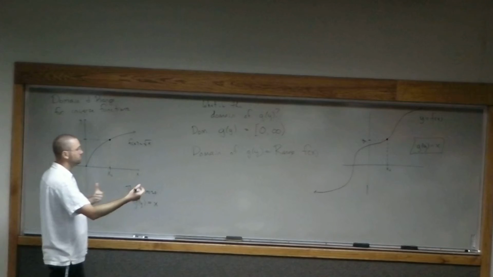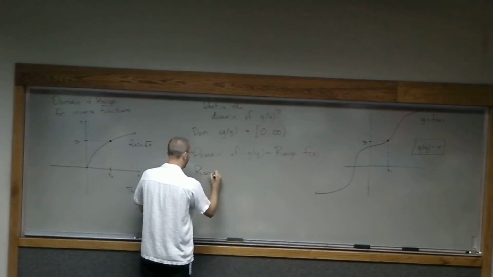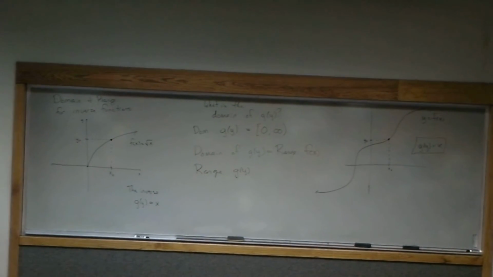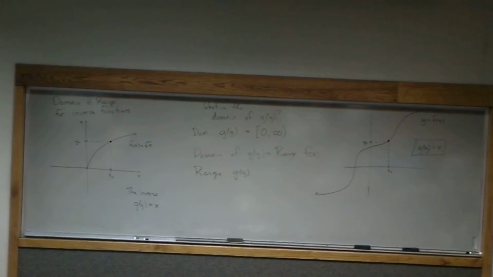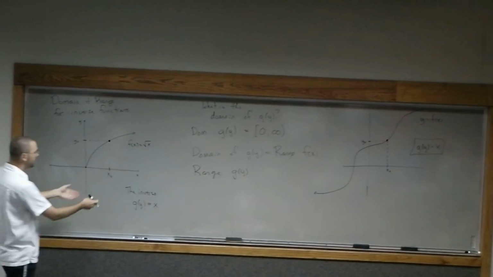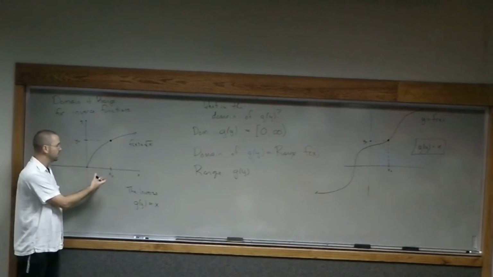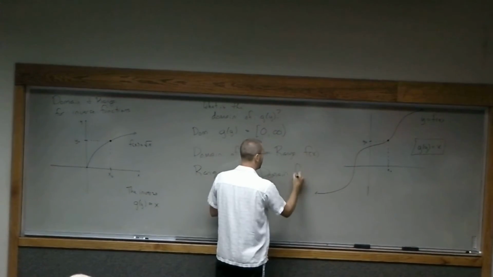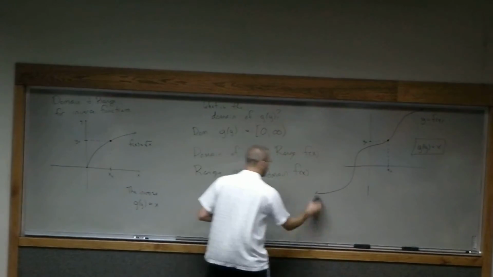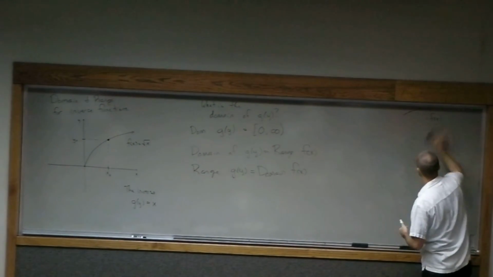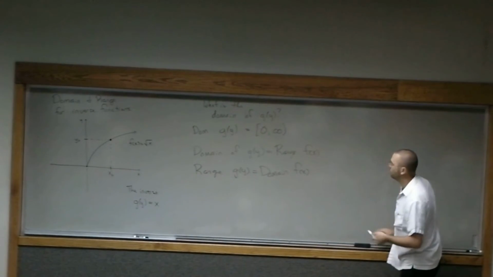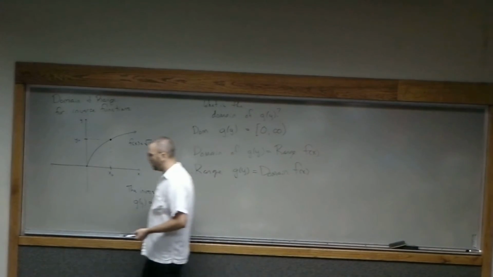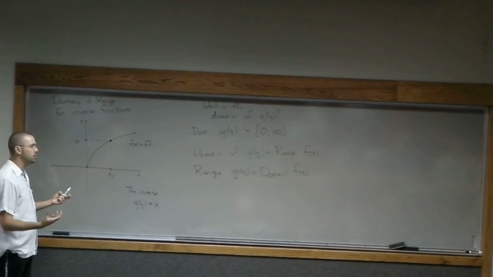Okay? So then, if I ask about the range of g of y, what output values do I get from the inverse function? What are the outputs of the inverse function? They're exactly the inputs of the original function. So the range of g of y is the domain of our f of x function. This relationship right here is oftentimes useful for finding the domain or the range of the opposite or the inverse function that you're working on.